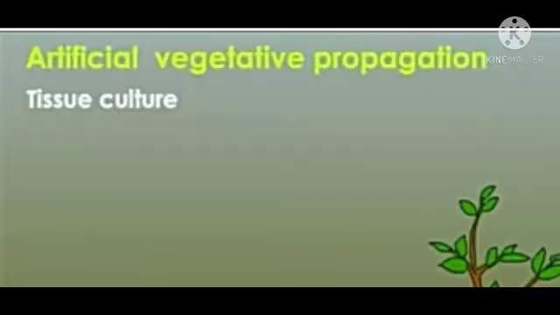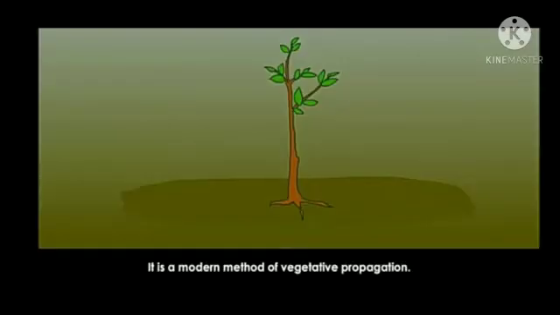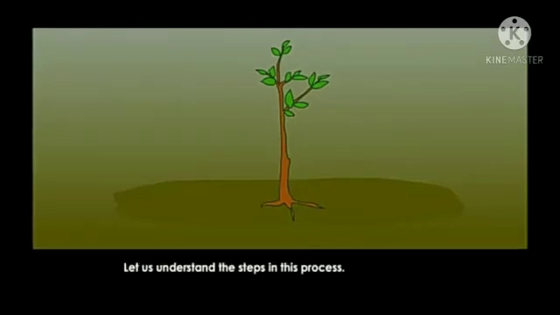Now, the next method of artificial vegetative propagation is tissue culture. Production of plants from cells, tissues or organs in a synthetic medium is called tissue culture, or it is also known as micropropagation. It is a modern method of vegetative propagation. Let us understand the steps in this process.